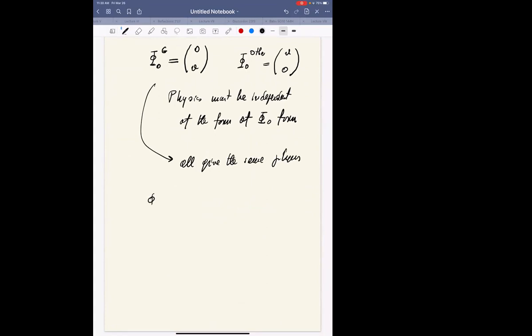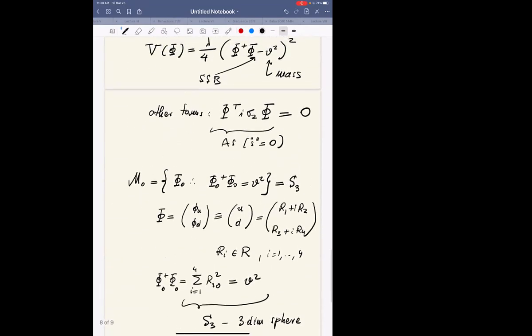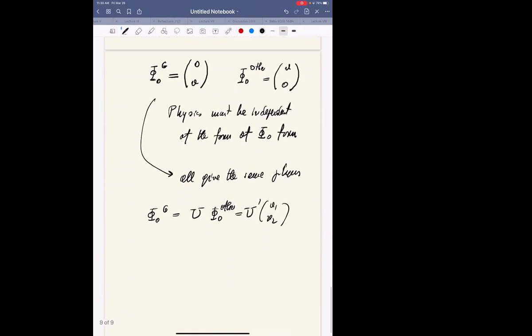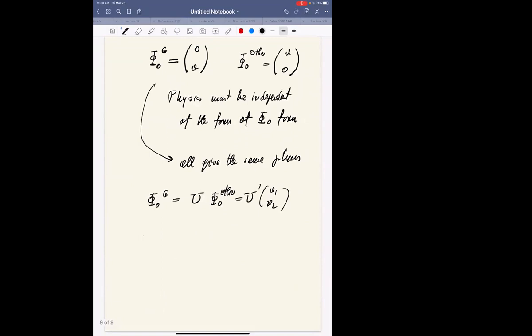Why? Because phi 0 Goran is some u, I don't know which one, times phi 0 other, which is some u prime of that original one I took. You can find these u's, and of course this is just a rotation in the symmetry group space, and the way we formulate the theory, the physics should be the same. Let's convince ourselves. Let's study the main consequence.